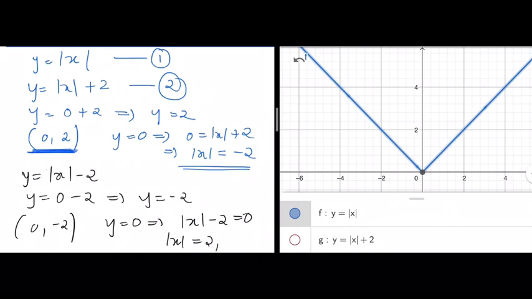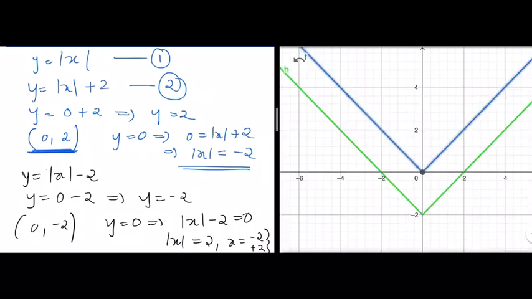Yes, this is a possibility. Mod of x is equal to 2 implies my x can be either a positive value or a negative value, which implies x is equal to either minus 2 or plus 2. So it will touch the x-axis at 2 points, minus 2 and plus 2. Let us plot and figure it out. As you can see, it touches the y-axis at minus 2 and the x-axis at 2 points. So this is as per what we expected.